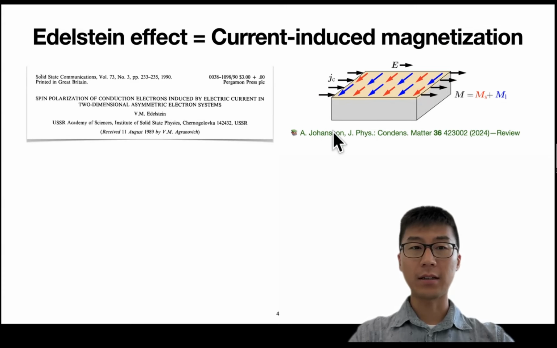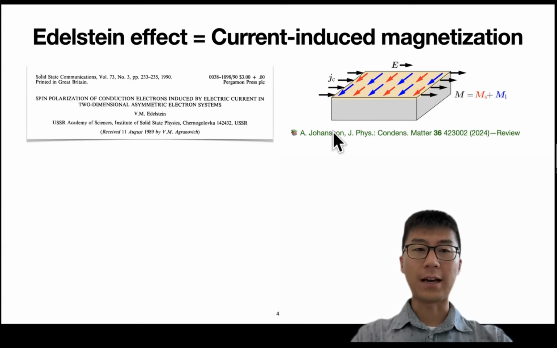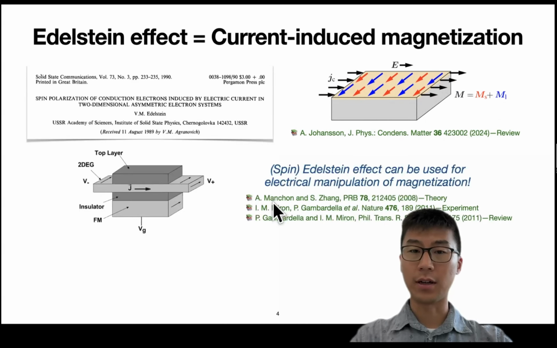But in fact, what really brought life into the Edelstein effect was the following theoretical proposal by Manchon and Zhang in 2008. They made a prediction that the Edelstein effect can be used for electrical manipulation of magnetization. And this inspired numerous experiments in the past decades, including one of the first by Miron and Gambardella in 2011. This effect is nowadays called spin-orbit torque, and I'm going to cover this topic in the third part of the tutorial.